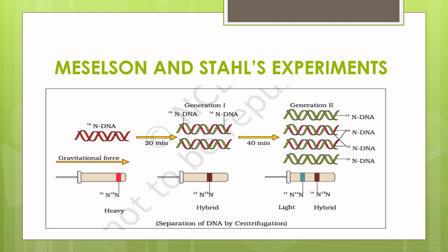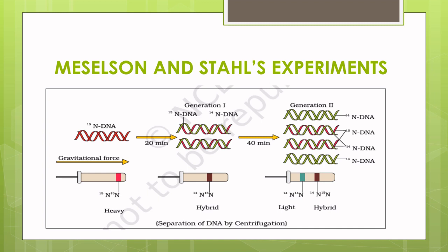In the experiment, they took heavy nitrogen, that is N15, and normal nitrogen, N14, the two isotopes of nitrogen, which can be distinguished based on their densities by centrifugation in cesium chloride. Meselson and Stahl cultured E. coli in a medium containing heavy nitrogen, that is in ammonium chloride, over many generations. As a result, N15 was integrated into the bacterial DNA.